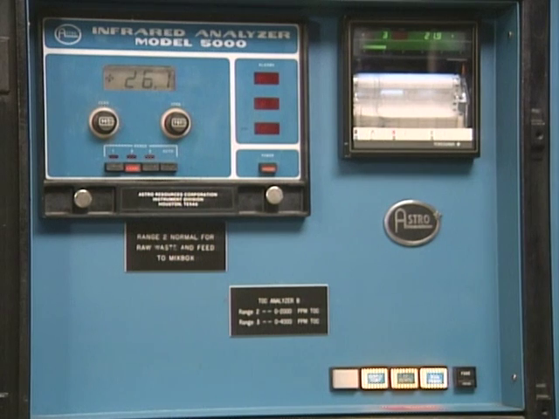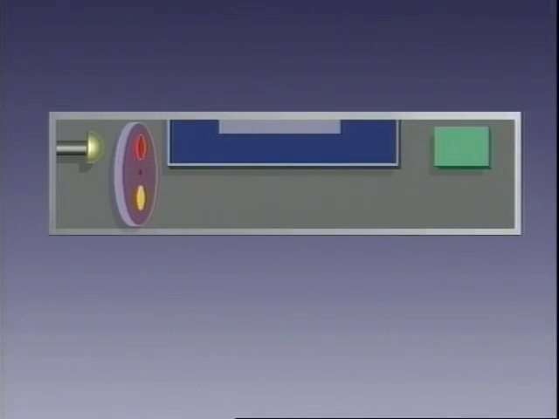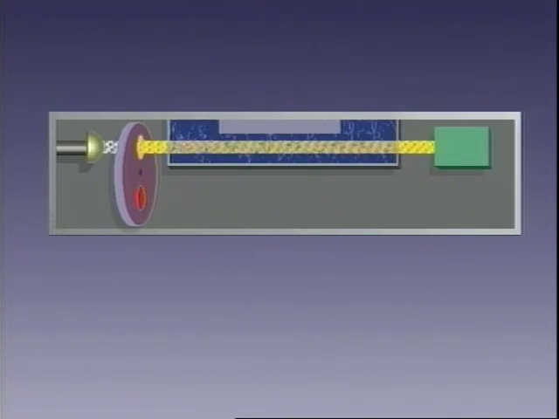Single beam analyzers compare the energy levels of 2 or more wavelengths. Measurement and reference filters are mounted on a motor-driven filter wheel. As the wheel rotates, radiation at the measurement and reference wavelengths alternately pass through the sample cell to the detector. The measurement wavelength is absorbed, while the reference wavelength is unaffected by the sample. The detector responds to the differences in energy levels of each wavelength and generates a concentration reading.